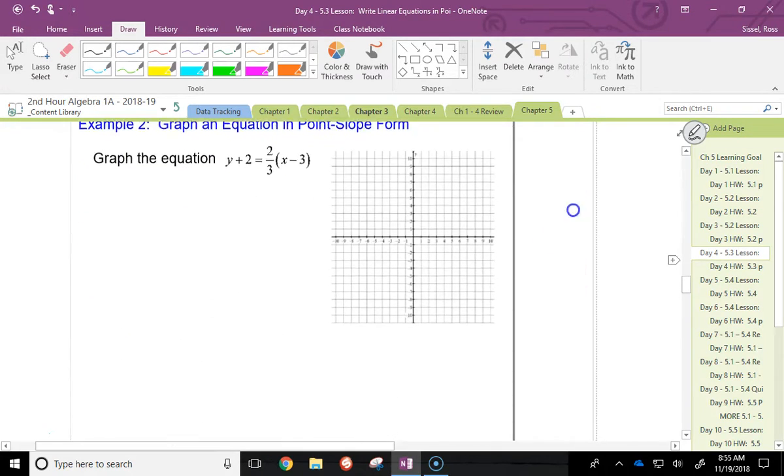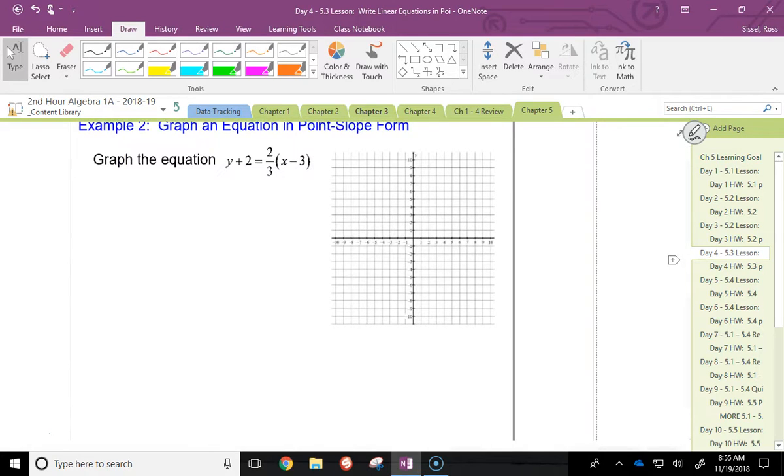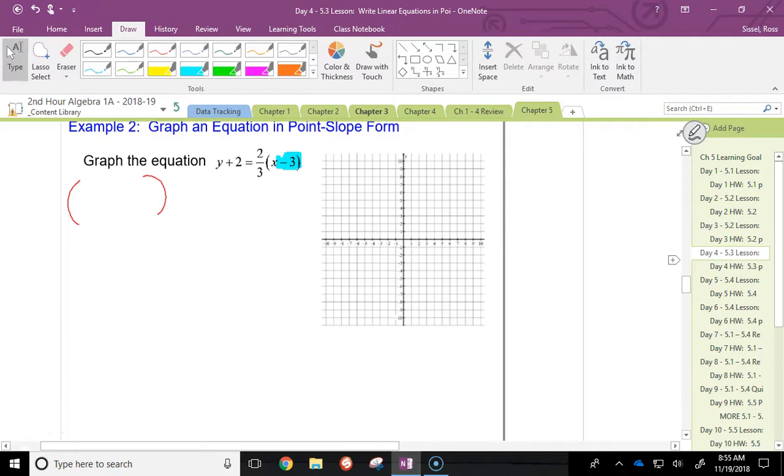All right. Let's look at this equation. Graph it. You can do this. We have it in point slope form. Y plus 2 equals 2/3 times x minus 3. Here's my coordinates, x and y. If I look at x, it is a negative 3.